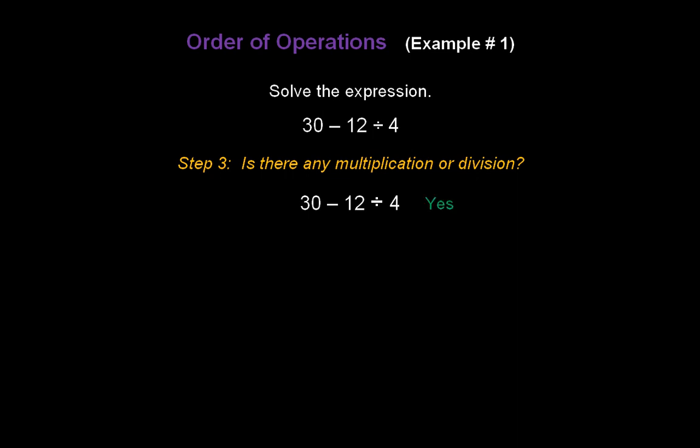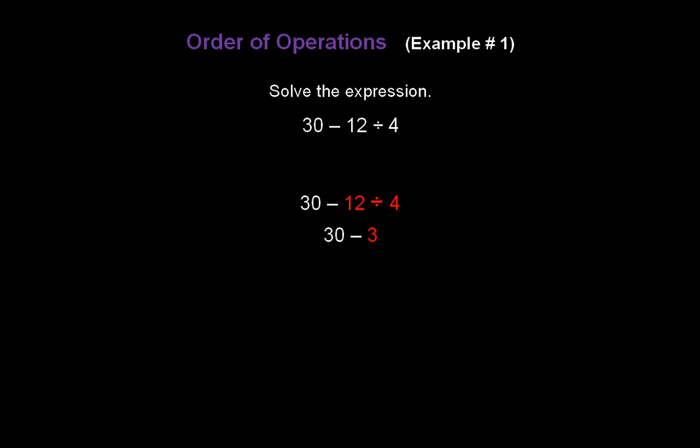In fact, there is one problem. It's 12 divided by 4. So we solve 12 divided by 4 and we get 3. Rewrite our expression now as 30 minus 3. Is there any more multiplication or division? The answer is no. So move on to the last step. Is there any addition or subtraction? In fact, there is. There's only one operation left. It's 30 minus 3. So when we solve that, we have the answer to our problem. It's 27.